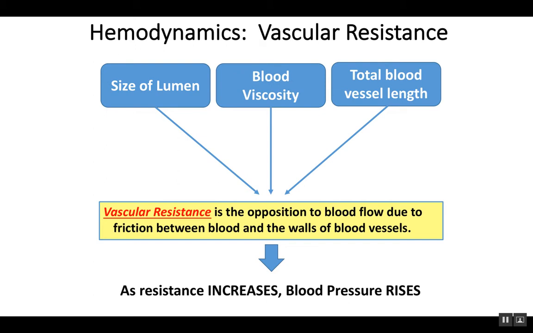Let's look at vascular resistance. Vascular resistance, by definition, is the opposition to blood flow due to friction between blood and the walls of the blood vessels. If vascular resistance goes up, blood pressure is going to rise in order to maintain blood flow. Said another way, if vascular resistance increases, blood flow is going to drop because there's that opposition to blood flow. But to compensate for that, blood pressure goes up.